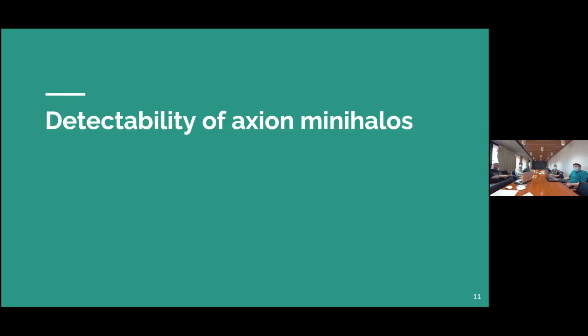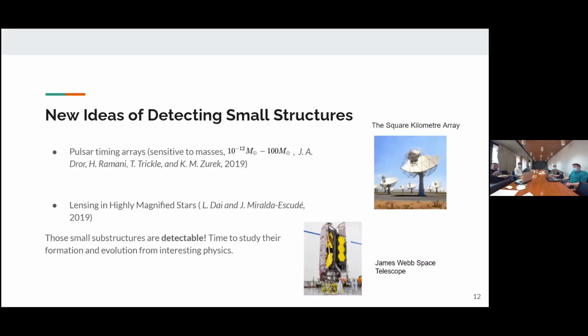Okay, detectability of those mini halos. I've talked about the theoretical motivation of this project, of this axion, but really the real motivation for this project is those new ideas of detecting small-scale structures. Otherwise this project won't be useful. People won't care about it if there's no way to detect them. So it was really recently that people have had ideas of seeing those small-scale structures.